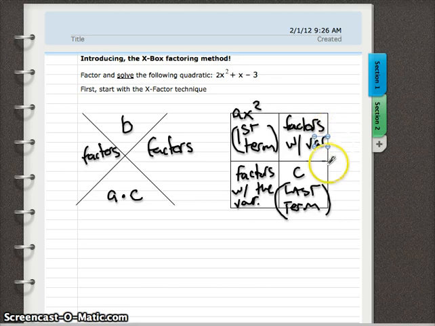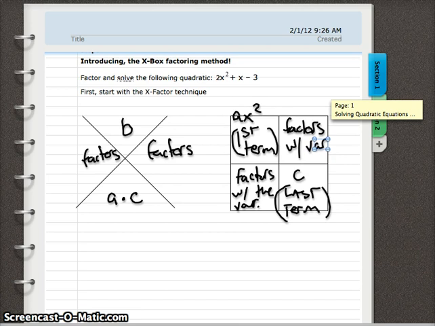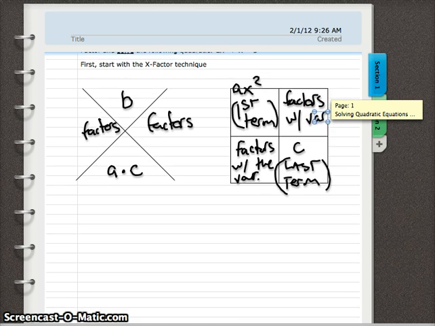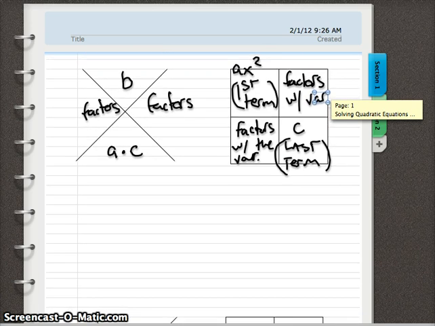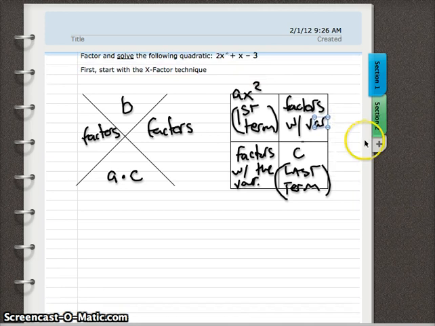And then there's a couple more steps here that we have to do to use this box, but I think it will only confuse you if we don't just get to an example here. So there's our recipe. We're going to follow that using the same problem here. So let me rewrite it. 2x squared plus x minus 3.